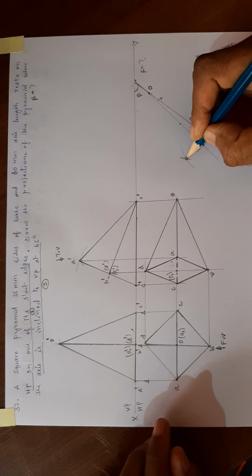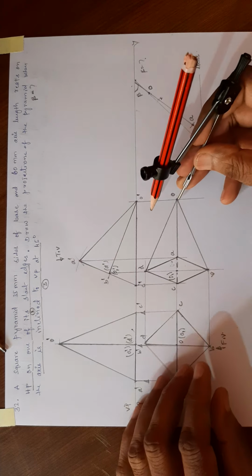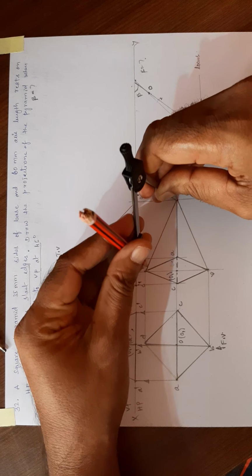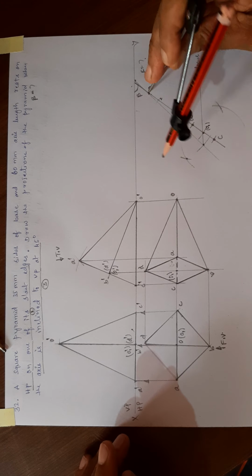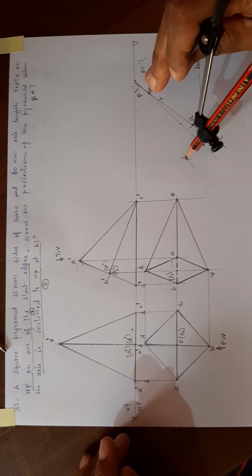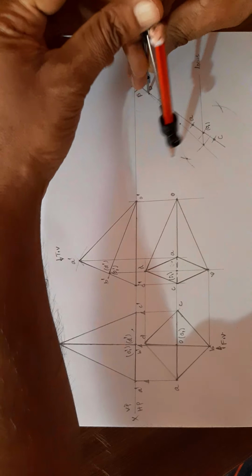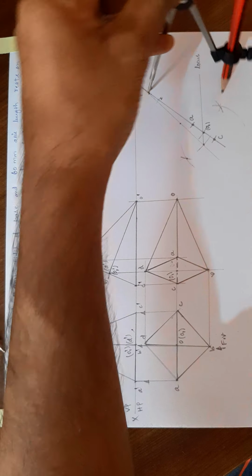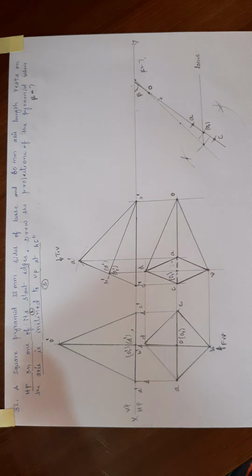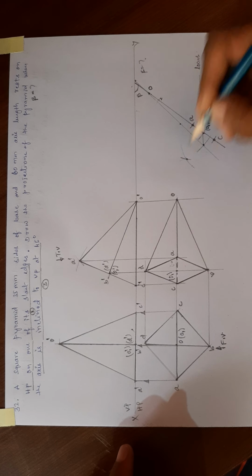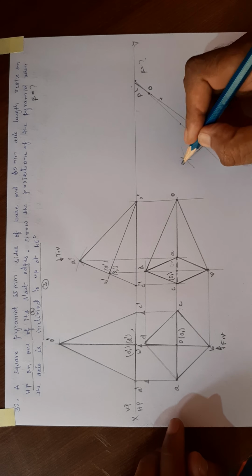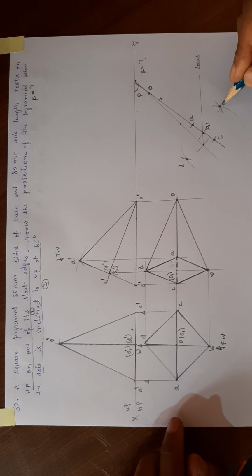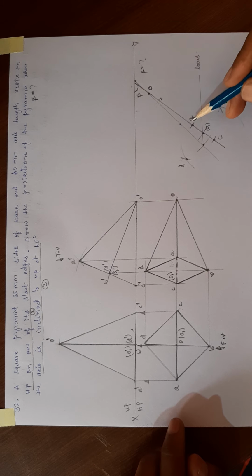Now even you can take OD also. OD is equal to OB, so keeping O, the same mark you will cut here, and the same points you will get here also. So that is the purpose of the compass method, to obtain the points. Now this point is D, and this point is B. So all the points we got: A, B, C, D.